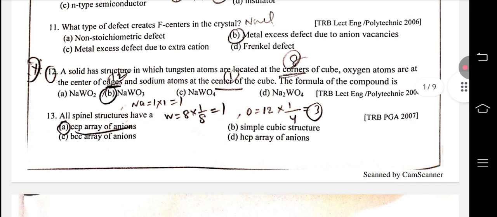11. What type of defect creates F center in crystals? F center crystal in the sodium chloride. This is a metal excess defect due to anion vacancies.